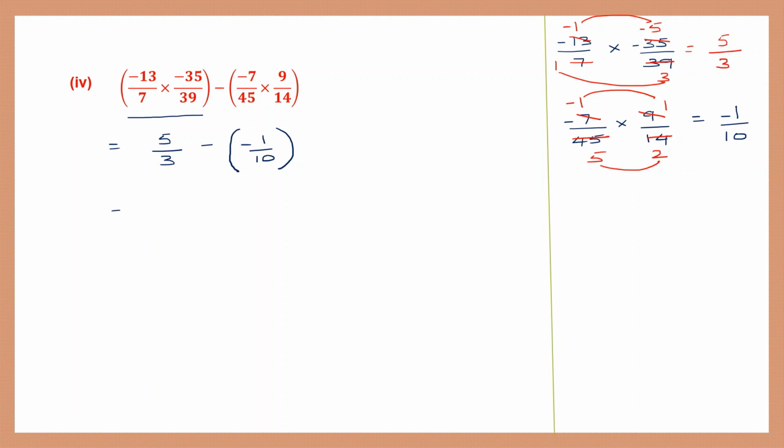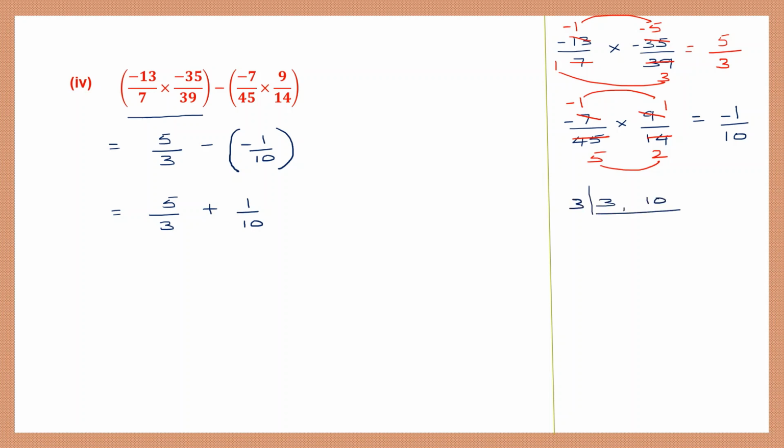So now let's remove the brackets. So we have 5 by 3. So before you remove the brackets, you need to see the sign before the bracket. It's minus. So this will change to plus. So what do we have there? Plus 1 by 10. So now let's find the LCM of the denominators 3 and 10, both by 3 now.